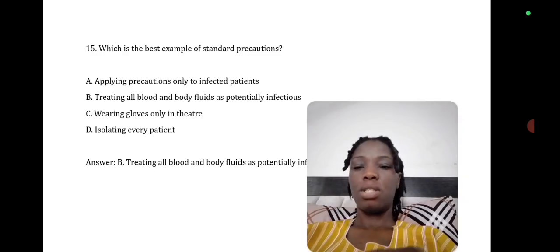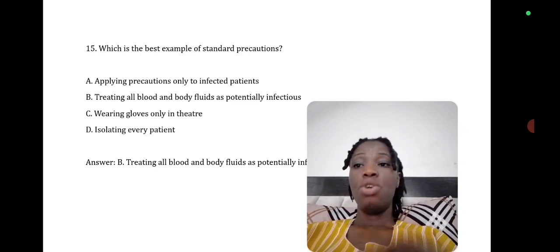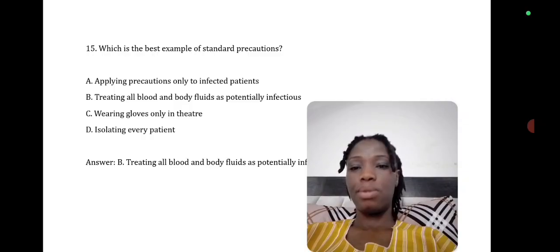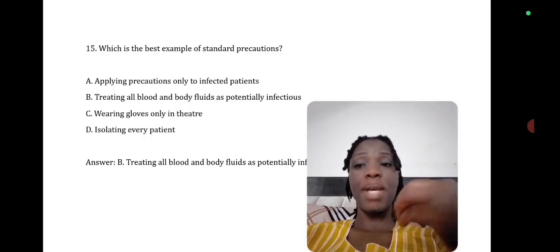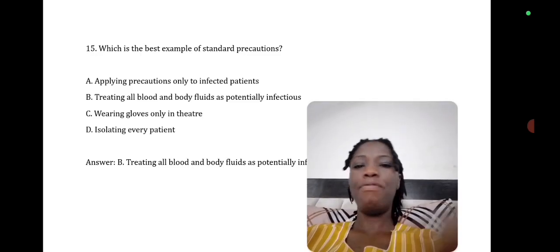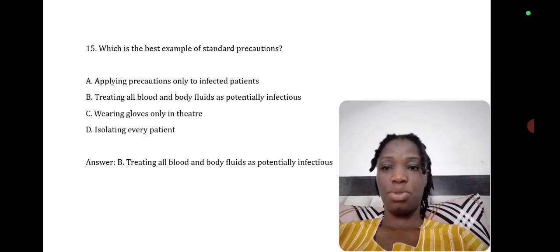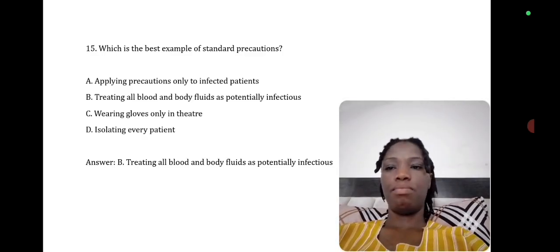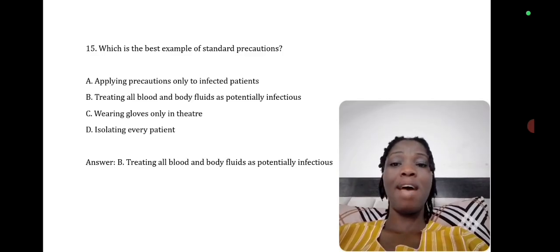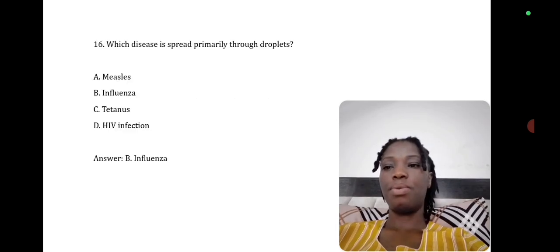Apply precaution only to infected patients. No, because when a patient comes in, you don't know those are infected or those are not infected. It's after observation, after investigations that you will know. So you treat all blood, all body fluid, all patients as potentially infectious. Everybody, treat them as potentially infectious. So your answer is B. Standard precaution says treat everybody, every blood fluid, every blood as infectious.